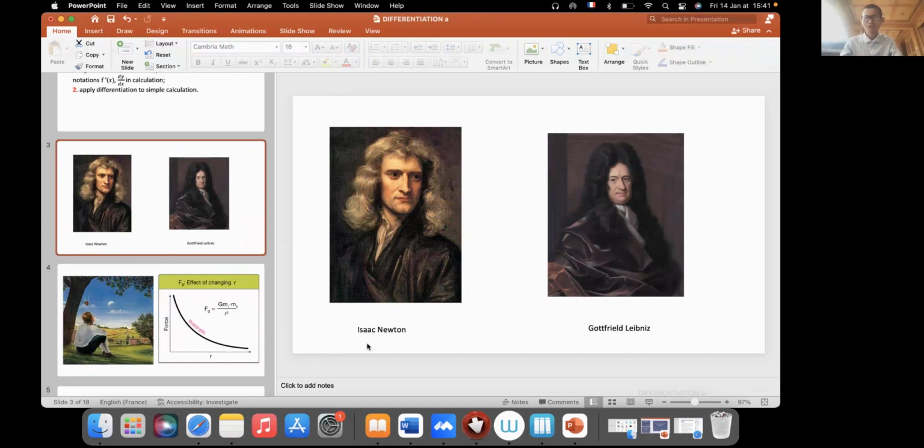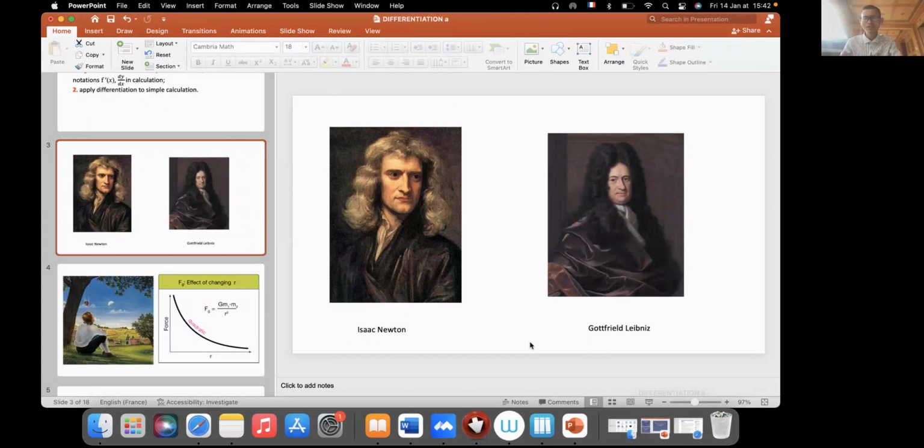The invention of differentiation is credited to two people. The first, Isaac Newton, is someone most of you may be quite familiar with, right? Another, Gottfried Leibniz from Germany, is someone most of you have perhaps never even heard of, right? Newton, in his physics study, and Leibniz, from the perspective of mathematics, almost simultaneously but independently invented calculus, including differentiation.